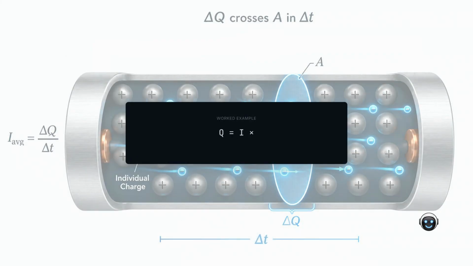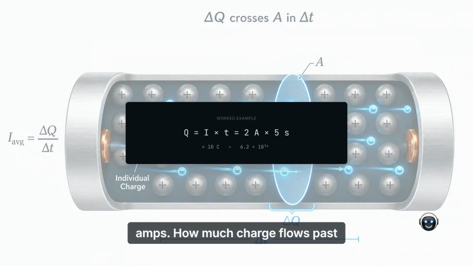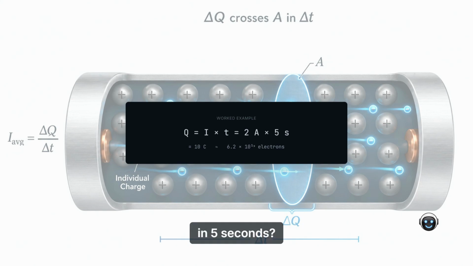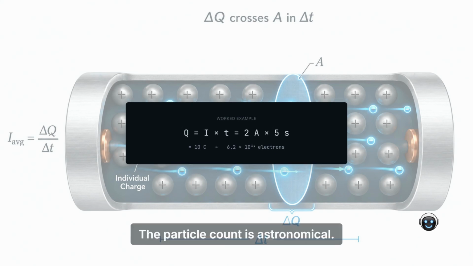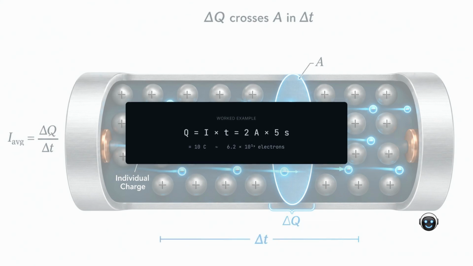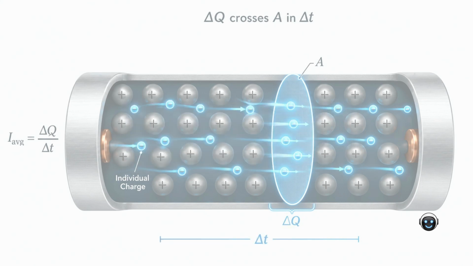A quick example. A wire carries a steady 2 amps. How much charge flows past in 5 seconds? Q equals I times T. 2 amps times 5 seconds, 10 coulombs. The formula is trivial. The particle count is astronomical. That's the theme of electricity. Enormous quantities of the very small moving together.